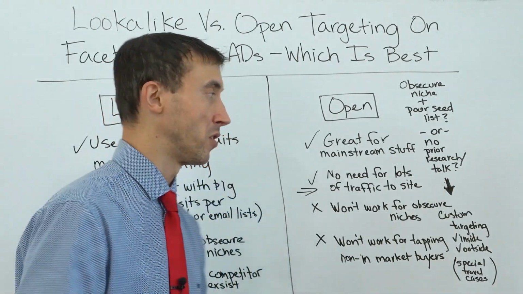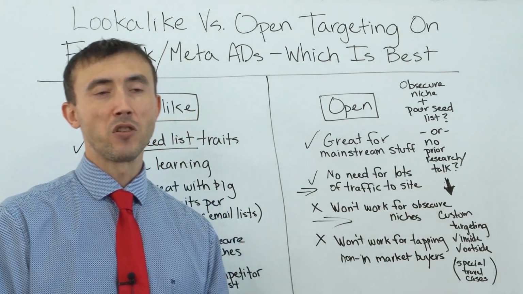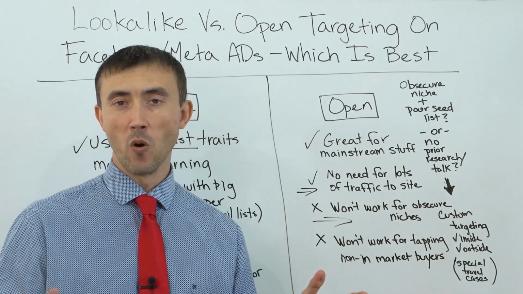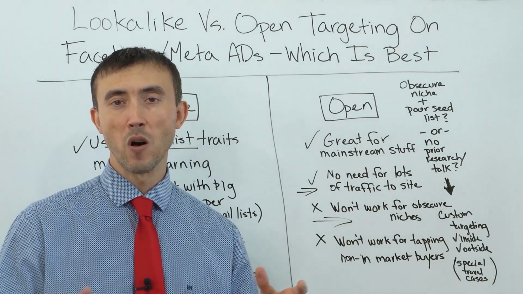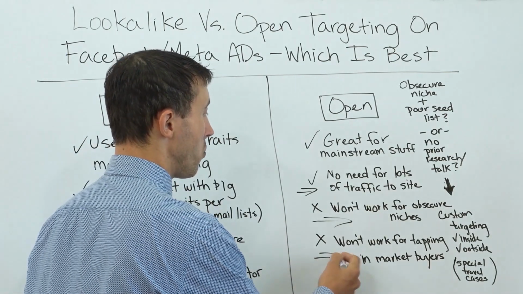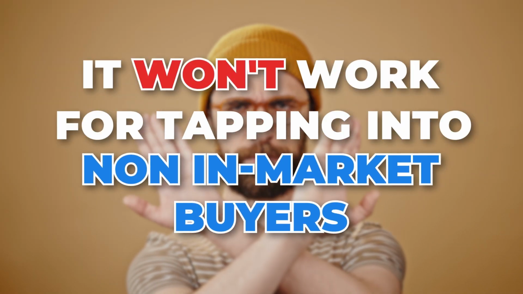Okay, that's the premise of it. This won't work for obscure niches. I already went through this. If you're selling the gold phone case thing, I gave that scenario. There's no gold phone case category. It's too small, and then open targeting is not going to be the best thing. And furthermore, it won't work for tapping into non-in-market buyers itself.